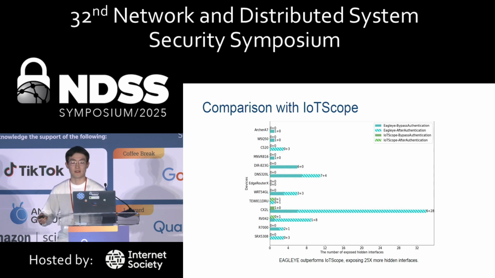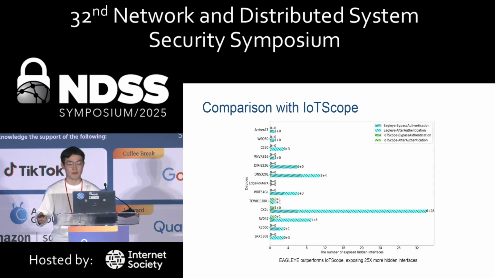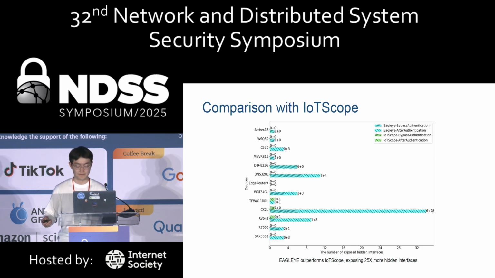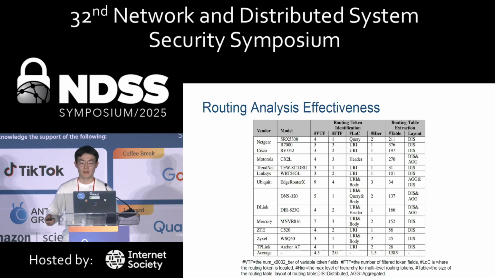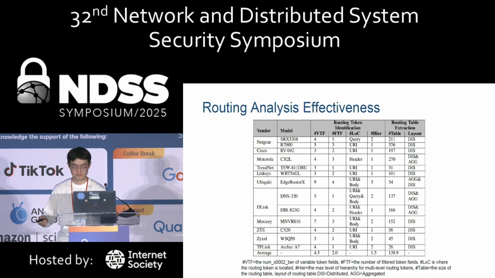They compared EAGLEYE with IoTScope, a state-of-the-art solution focusing on URL-based and unauthorized authenticated hidden interfaces. In the evaluation, IoTScope found only 3 hidden interfaces. And EAGLEYE identified an average of 4.5 variable token fields and filtered out 2.0 inferring token fields.